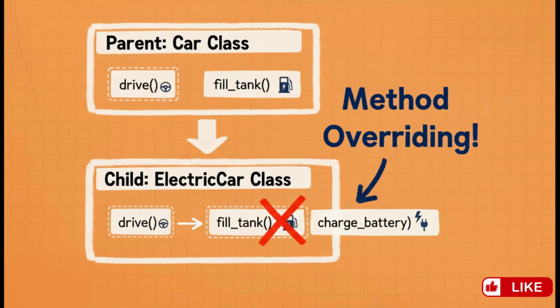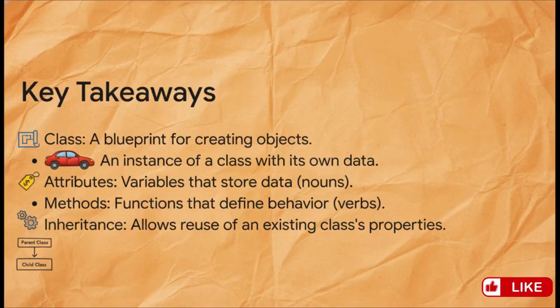And this is where inheritance gets really flexible. So imagine our original Car class had a method called fillTank. Well, that doesn't really make sense for an electric car, does it? So our child class, ElectricCar, can define its own version of that fillTank method. This is called overriding. Now, an electric car object will use this new version, while a standard car object would still use the original. The child class can specialize and adapt the parent's behavior to fit its own unique needs. It's just so powerful.